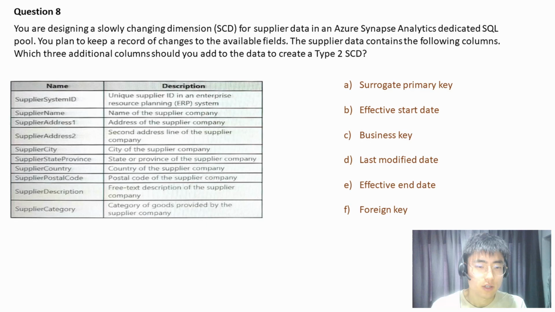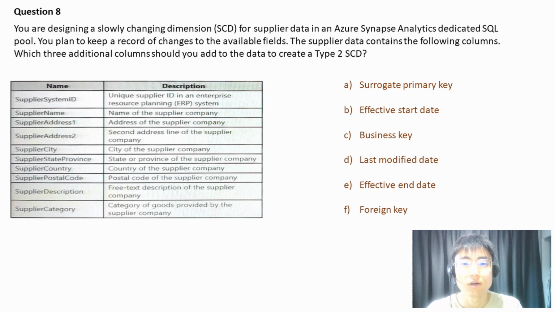Question 8. You are designing a slowly changing dimension for supplier data in an Azure Synapse Analytics dedicated SQL pool. You plan to keep a record of changes to the available fields. The supplier data contains the following columns. Which three additional columns should you add to the data to create a type 2 SCD?